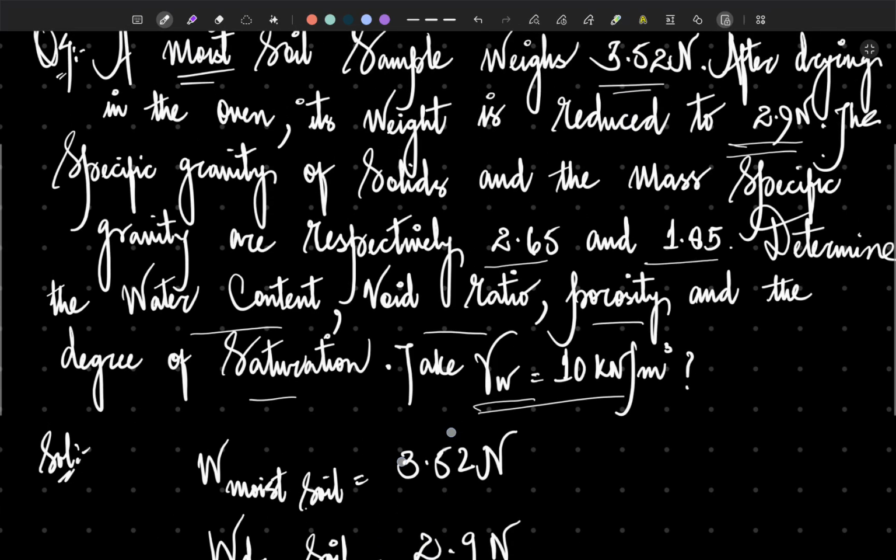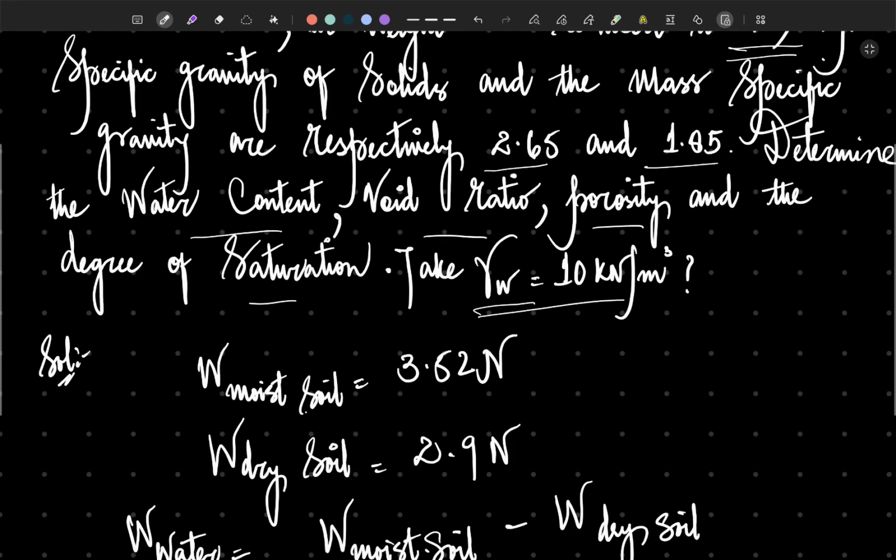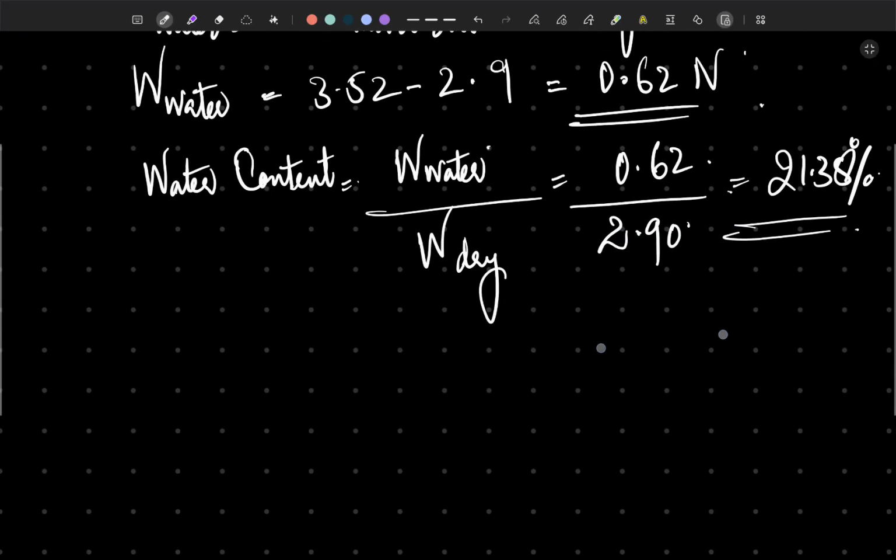Next, what does the question ask us? Determine the water content, the void ratio. All right, so we have to determine the void ratio. For that, we must be knowing the dry unit weight first. So let's do that first. All right, dry unit weight is equal to bulk unit weight divided by 1 plus water content.